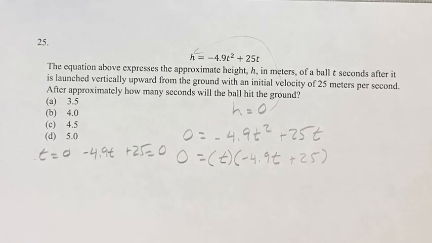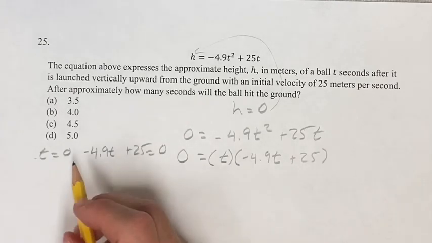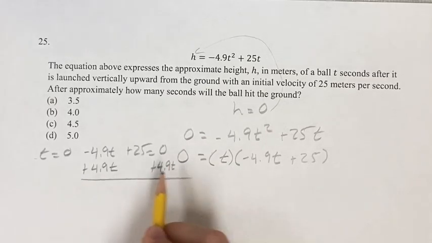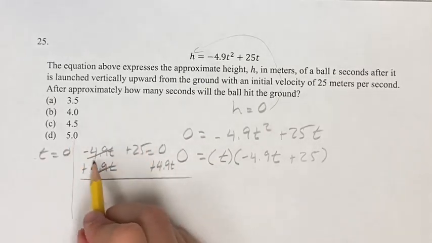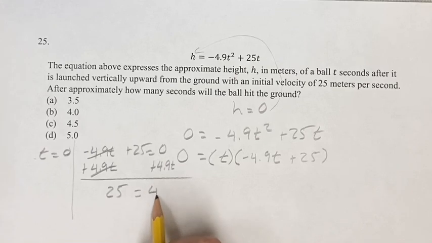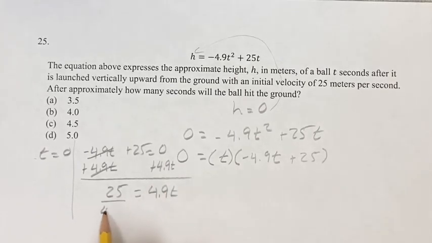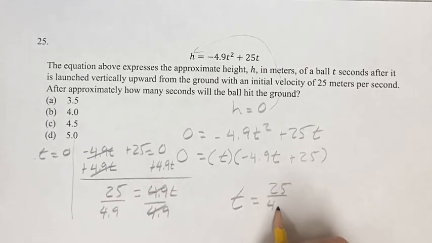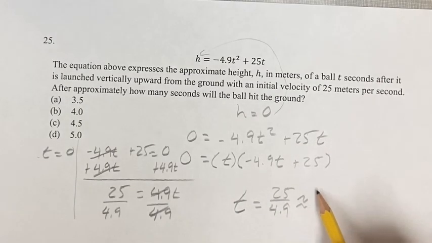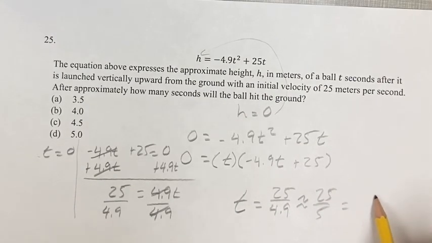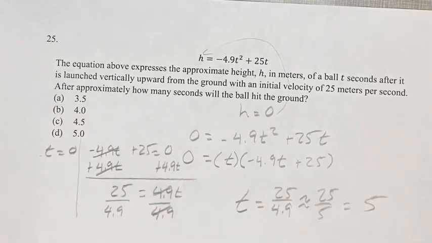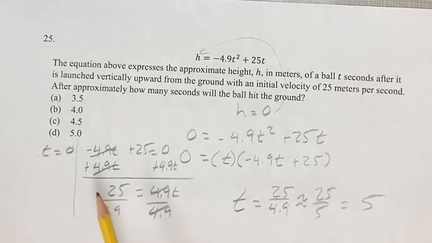t equals 0 is already in its final form. Adding 4.9t to both sides for this one, this cancels and we get 25 is equal to 4.9t, dividing by 4.9. We get t is equal to 25 over 4.9, which is going to be really close to 25 over 5, which is 5. So, approximately how many seconds will it take for the ball to hit the ground? Well, it seems like we have two answers here. We have 0 and 5.